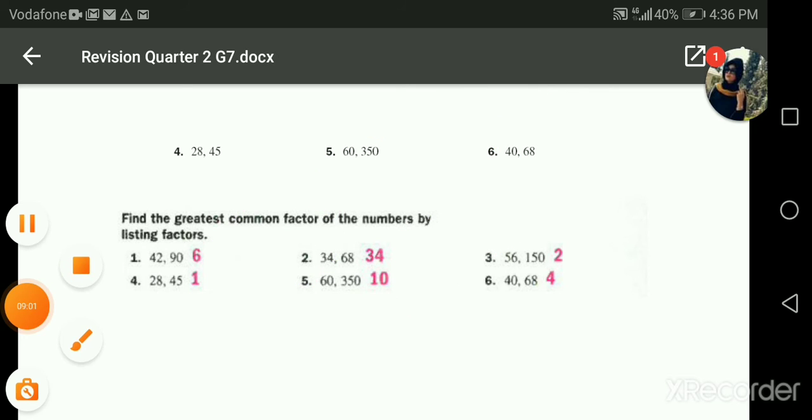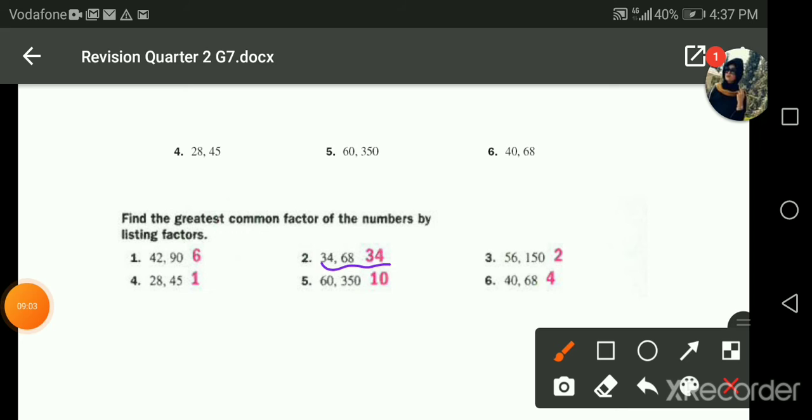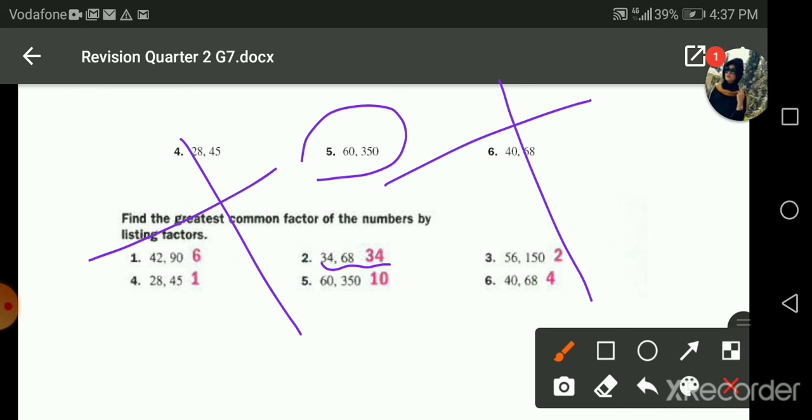Okay, let's do another one now. We have 34 and 68. What should I do? I'm doing what, my dear students? I am here prime factorization. I'm doing prime factorization, 34 and 68.